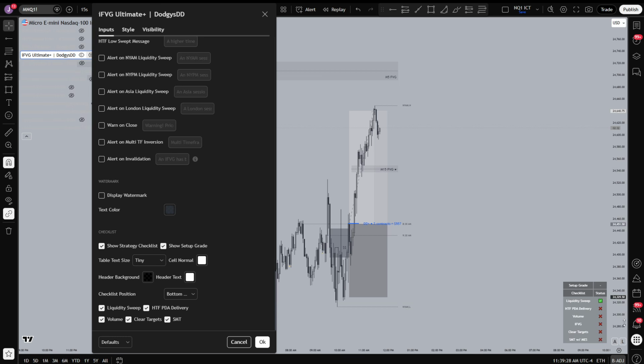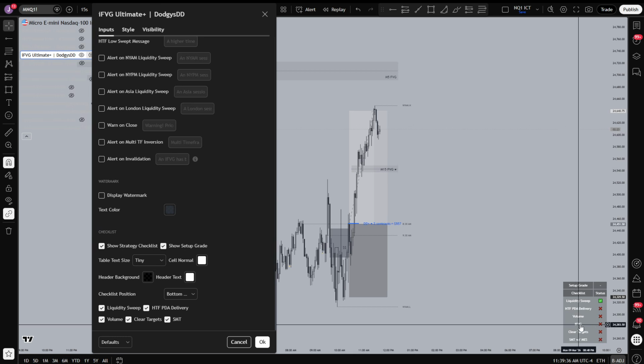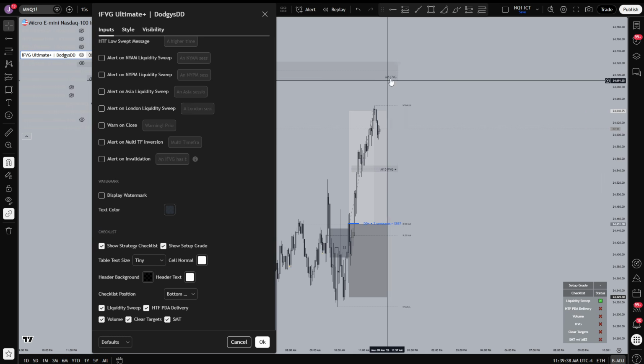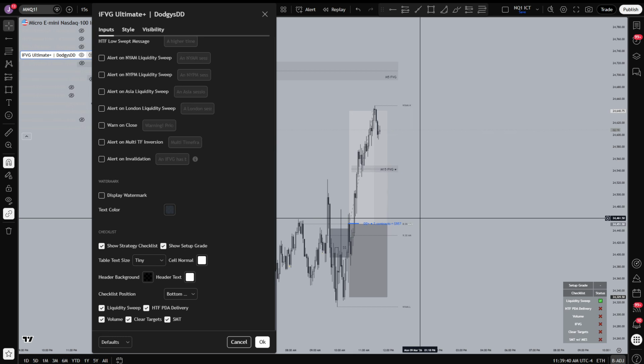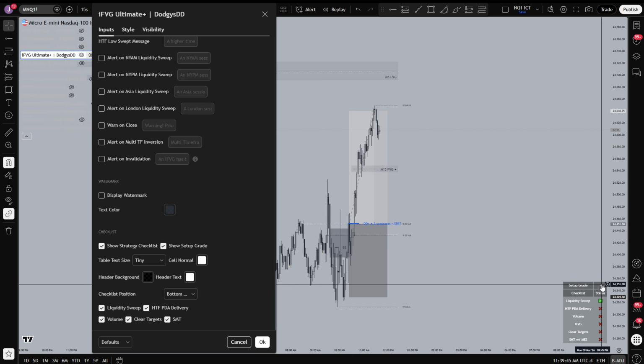And then over here off to the right-hand side is the strategy checklist. So it displays every single thing in real time. So you see how all of these are checked off right here. Right now it's not displaying it because it's actively looking for the next trade, but in real time it displays that everything's checked off. It shows the setup grade, and I'll show you that in a few minutes, but it does do that, right?